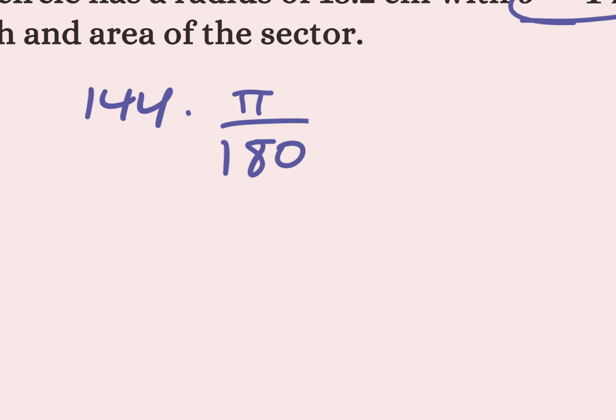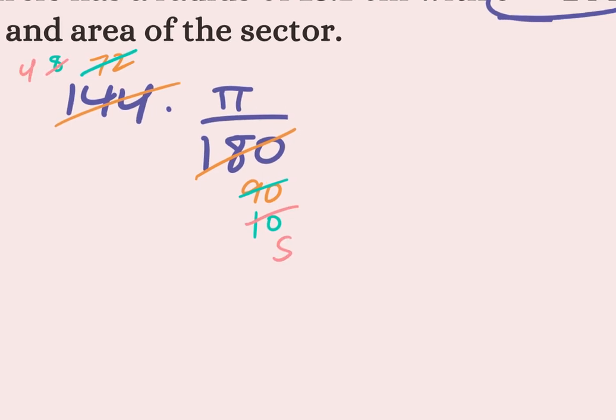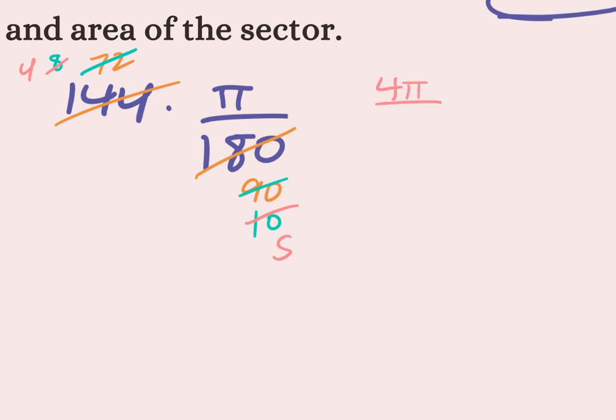What goes into both 144 and 180? I would have gone with 2, but sure. 2, 72, and 2, 90. What goes into both 72 and 90? 9, so 8 and 10. And what goes into both? 2, 4, and 5. So we're just going to keep going until we can't go any further. So this is 4 pi over 5, theta in radians.